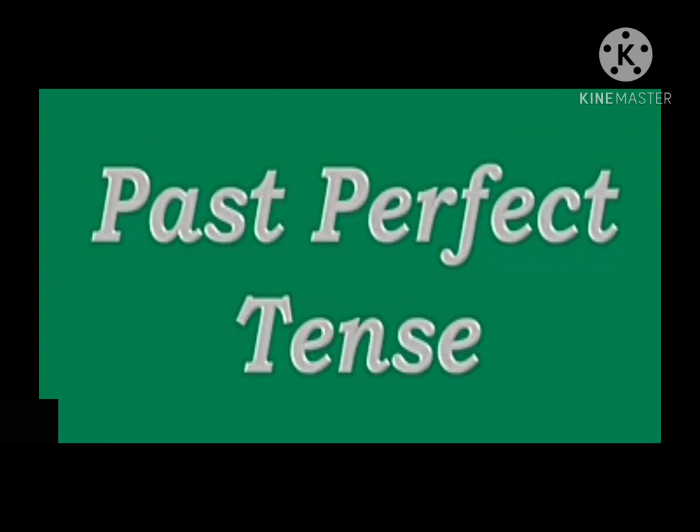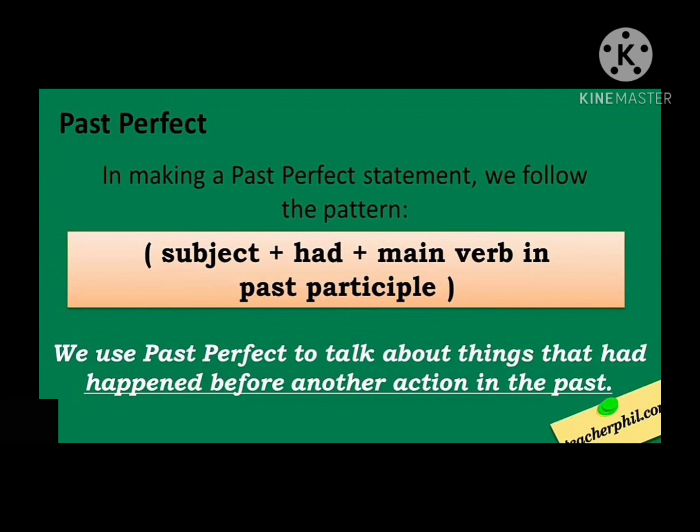Today we are going to discuss past perfect tense. Firstly, let us know the structure of this tense. Subject plus had plus main verb in the past participle form, that is, V3.